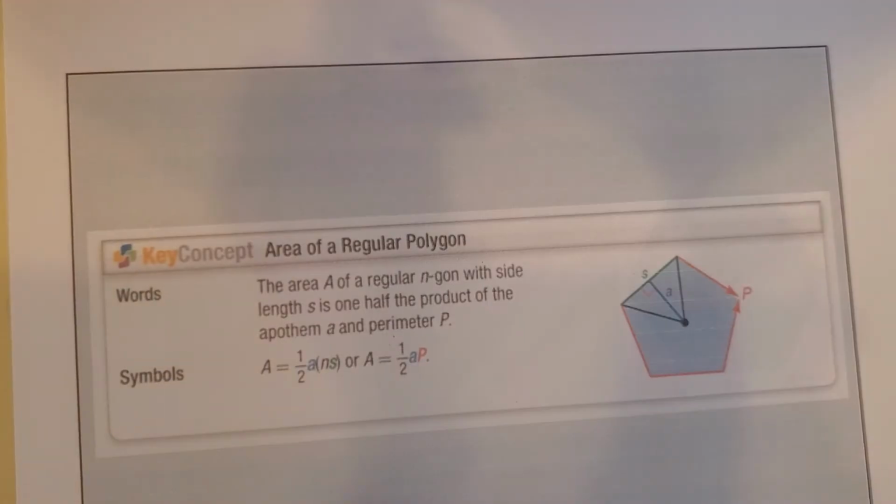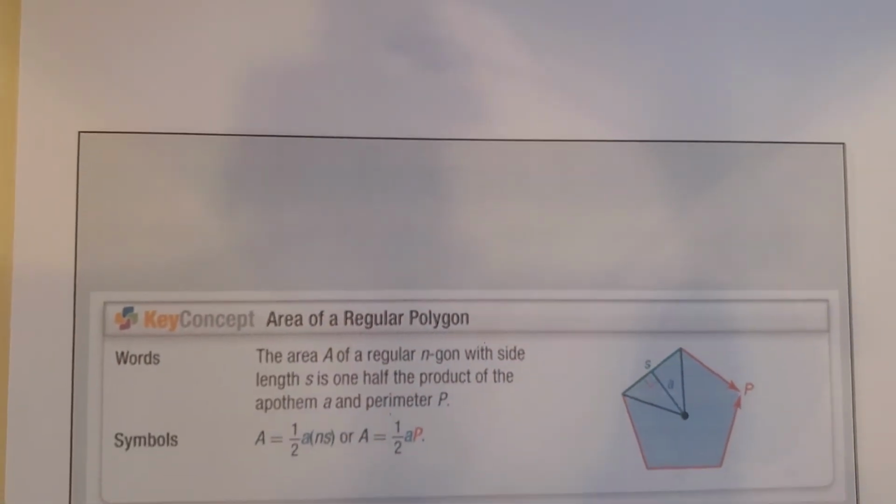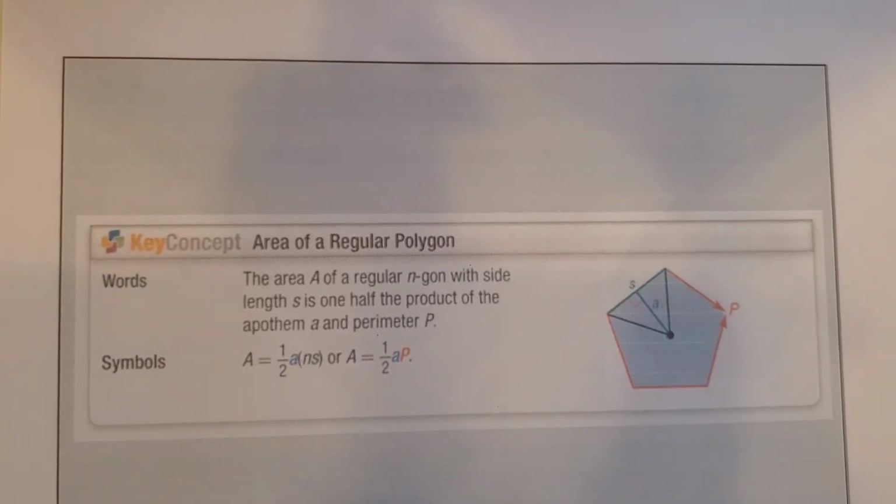actual area stuff, because this is a formula for the area of a regular polygon. It doesn't matter how many sides the polygon has. It could have 5 sides, it could have 6 sides, it could have 187 sides. The formula is going to be exactly the same.